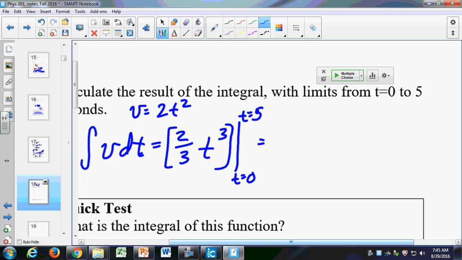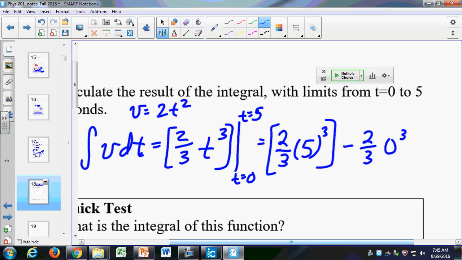I'll write it as 2/3 t cubed. Or excuse me, I'm sorry, not 2/3 t cubed. 2/3 times 5 cubed minus my initial condition, which is 2/3 times 0 cubed. So what's 5? 5 times 5 is 25, 125, 250 over 3. So that's going to be, was it 83? 83.